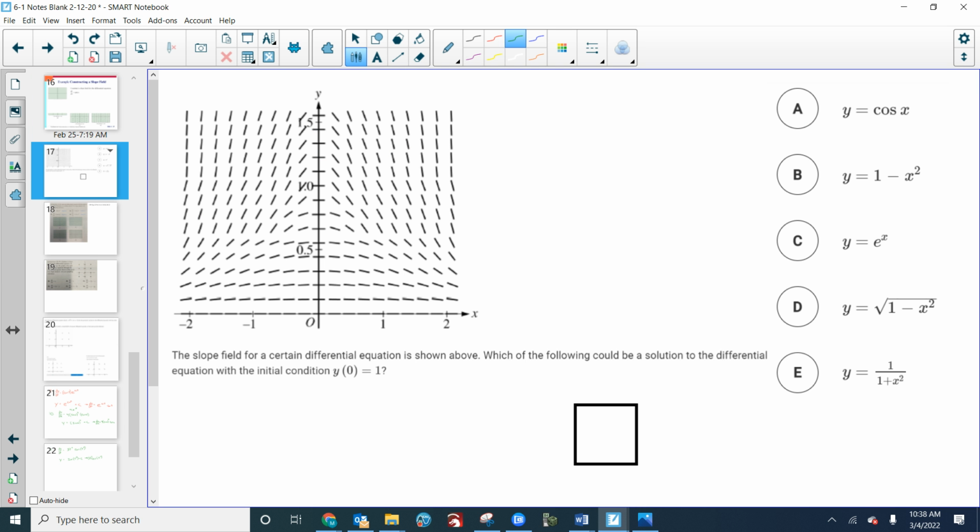Here is one I grabbed from an AP release test. Can you guys read that in the back? The slope field for a certain differential equation is shown above. Let's pause there. What did I say a slope field was used for? To visualize the antiderivative, right?